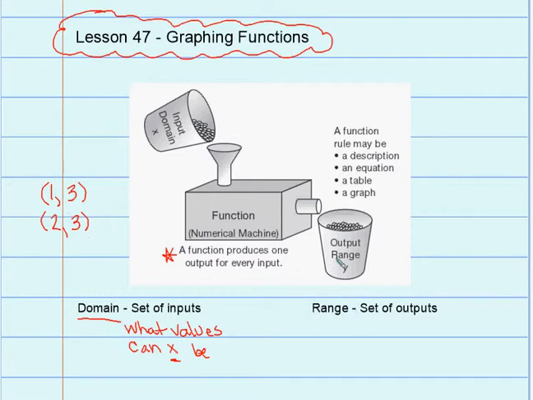Now our range, that goes with the output. It's the set of outputs, or what values can Y be. Okay, so 2 important terms, domain and range. Domain is your input, range is your output.